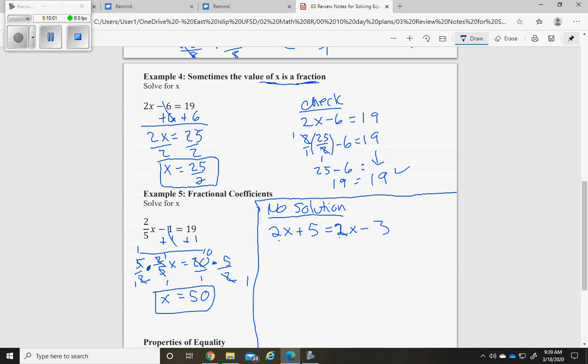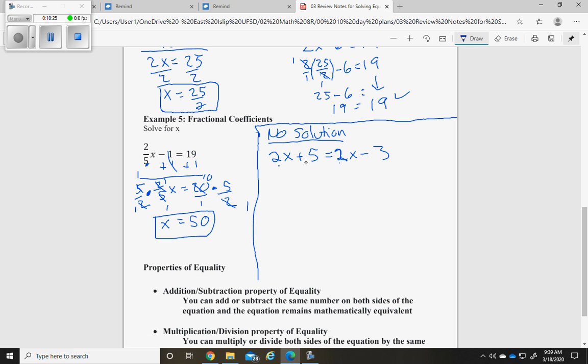On example 4, the coefficients are different on each side because on the left side the coefficient of x is a 2. On the right side there isn't even an x, which means the coefficient is a 0. And same thing on number 5. The coefficients are different because the coefficient on the left side is 2/5. The coefficient on the right side, there isn't one. So the reason why this problem that I created has no solution is because the coefficients are the same on each side, but the constants are different, so it's impossible to solve this.